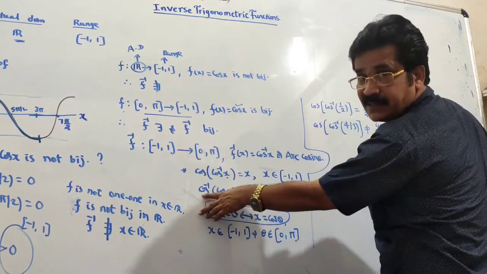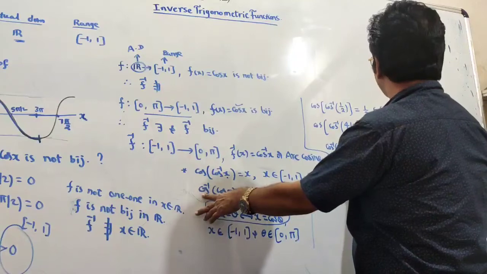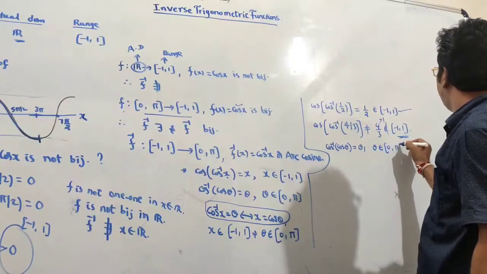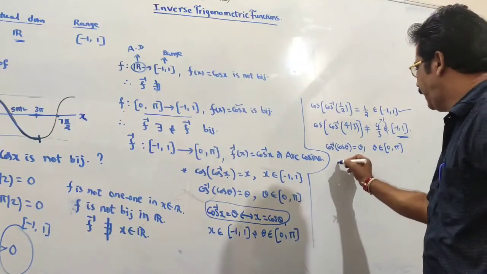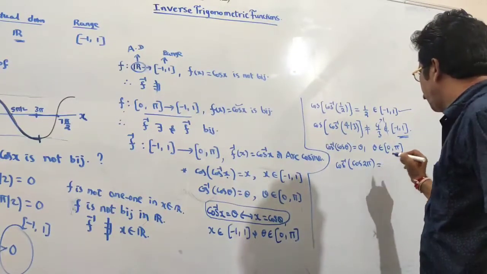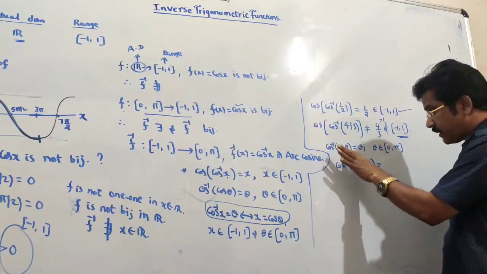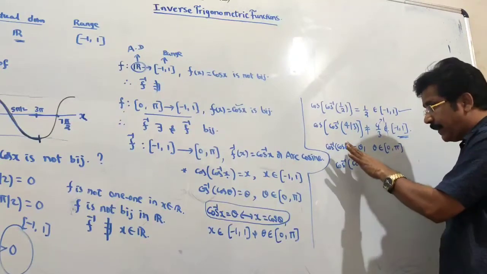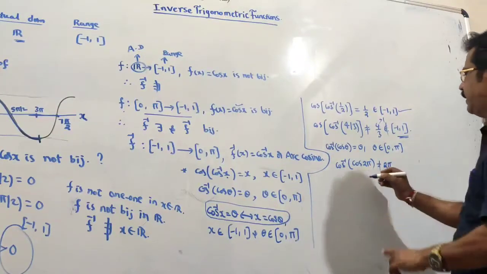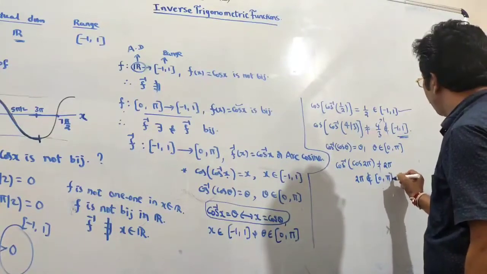Similarly, let us consider this statement: cos inverse of cos theta is equal to theta, where theta should belong to the closed interval of 0 comma pi. For example, failure case: cos inverse of cos 2 pi. Even though it is in the form cos inverse of cos theta, you cannot just write 2 pi. It is wrong, because 2 pi does not belong to the closed interval of 0 comma pi.